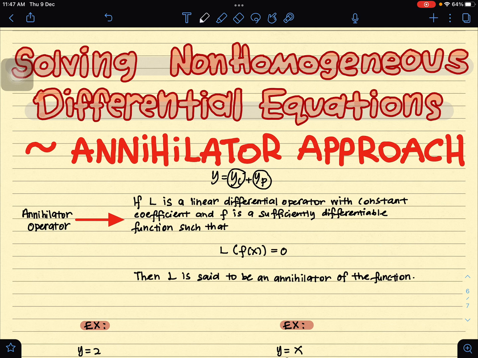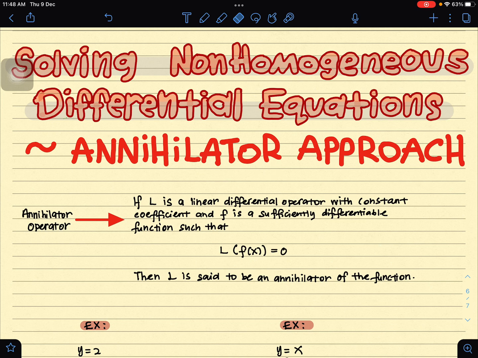So today we want to try the annihilator approach to help us in finding the yp of our solution. We will see later how this annihilator approach can help us in finding the solution to our non-homogeneous differential equation. Before we go further, let's see the definition of the annihilator approach.